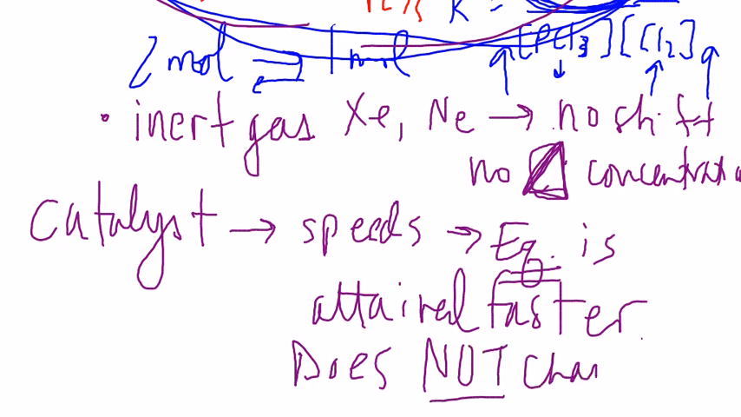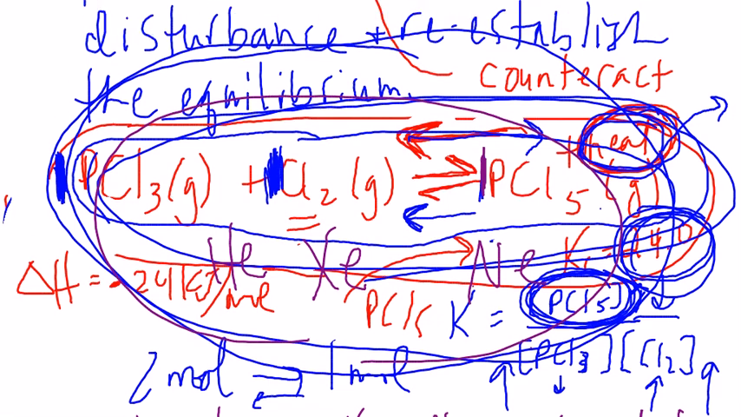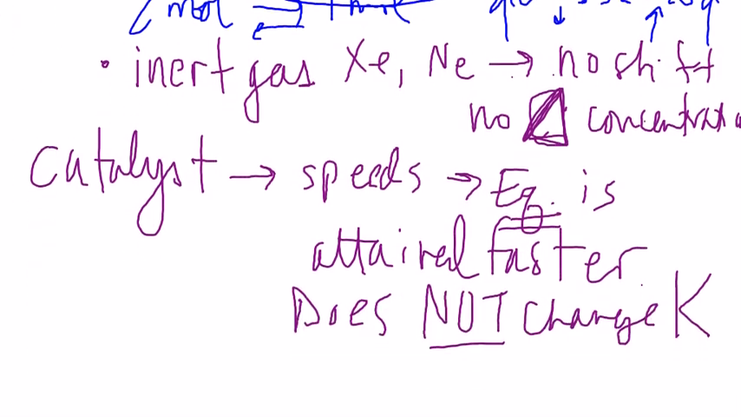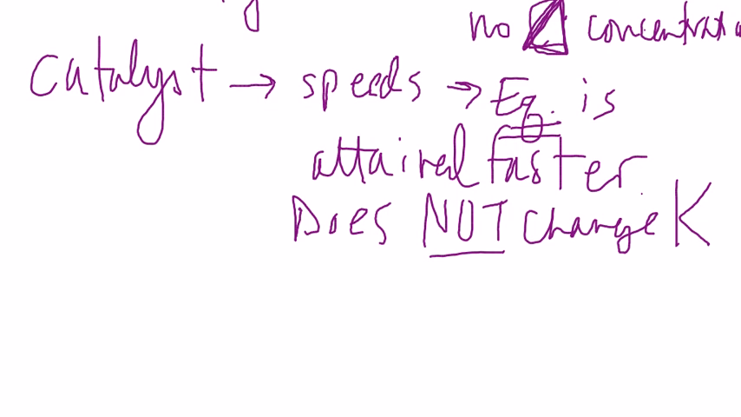It does not change K. So if this were our case above, and Kc here is 24 for this reaction, what the catalyst does is get us to this place of equilibrium faster. But it does not actually change that ratio of 24. So we just attain equilibrium faster, but we do not actually change K. If you want to learn more about that, it's in Chapter 17. The derivation of that is in your book.